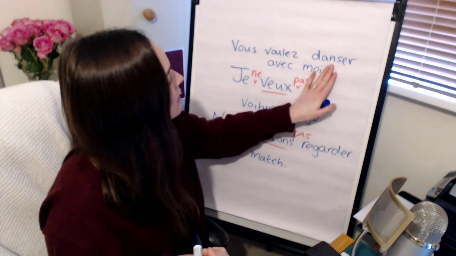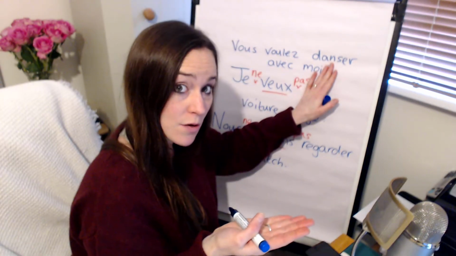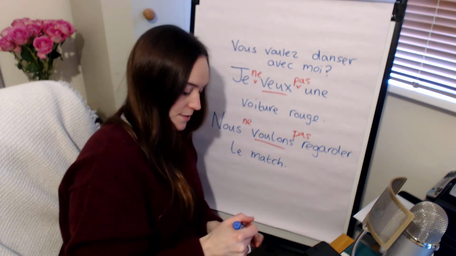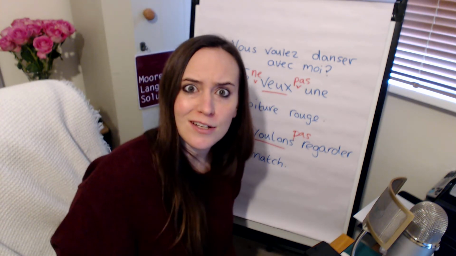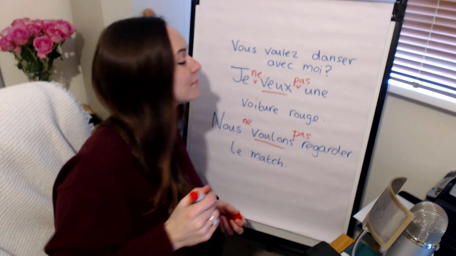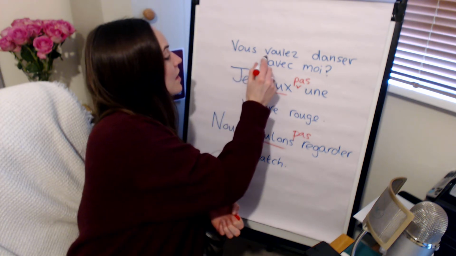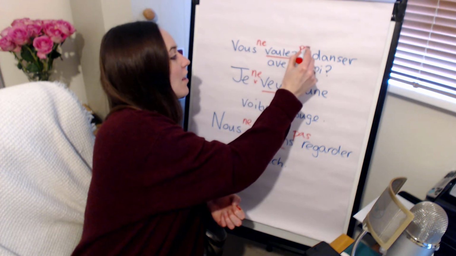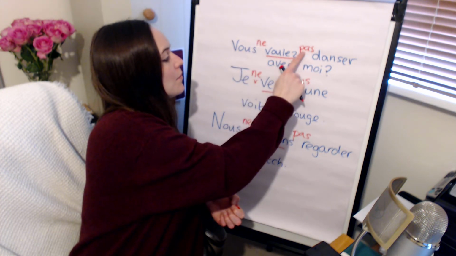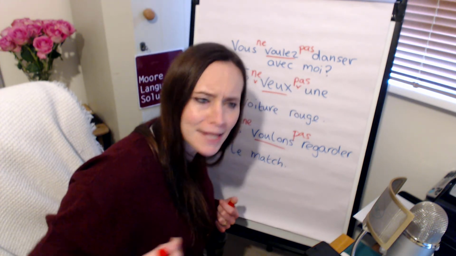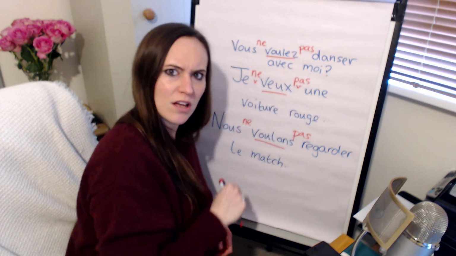This is just making a sentence into a question. So, you want to dance with me? Make your intonation go up at the end. You want to dance with me? Okay, so let's make that negative. You don't want to dance with me? Where do we put the ne and the pas? There's your verb. Yeah, so you put it there and there. Vous ne voulez pas danser avec moi? Right, imagine someone getting angry. You don't want to dance with me? Vous ne voulez pas danser avec moi?